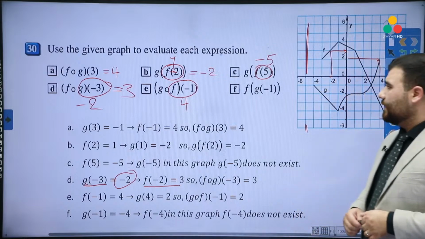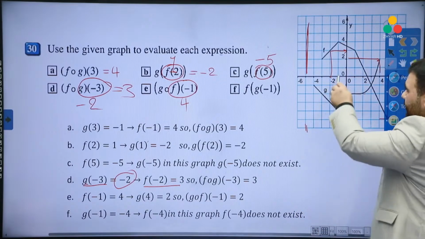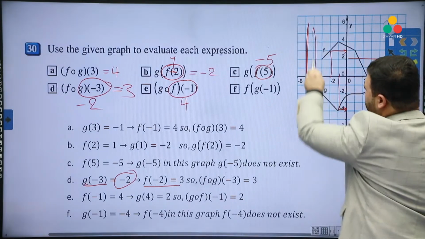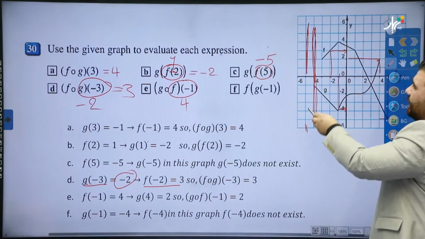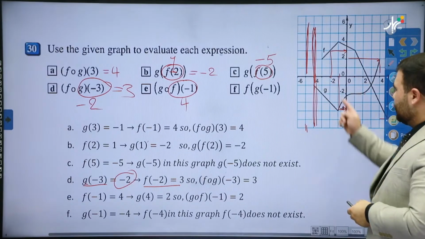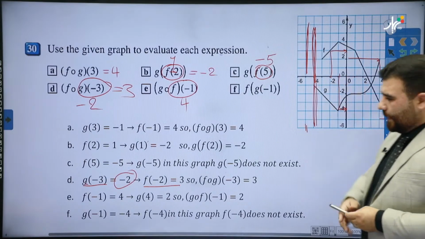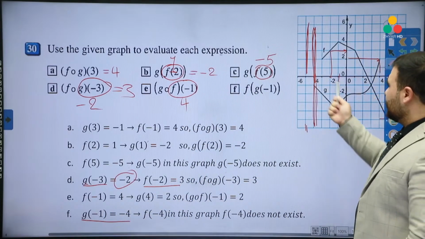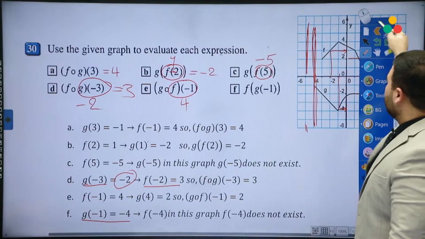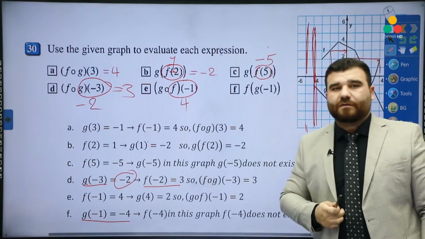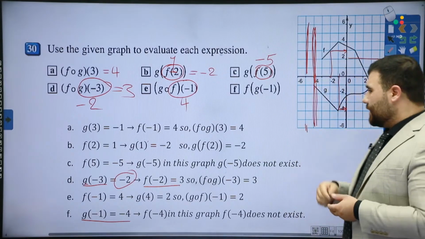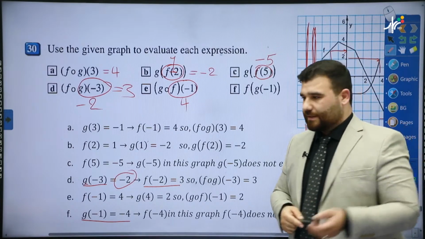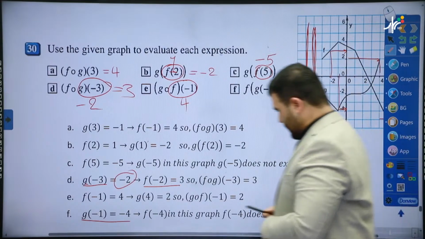Finally, part F, f of g of -1. G of -1 is -4. F of -4. At -4, I don't have any graph of f. G of -1 is equal to -4 according to the graph of g, and f of -4, at -4, I don't have any graph of f. This means I cannot find the value of f of -4. Then f of -4, according to this diagram, does not exist, or it's undefined. Got the results.